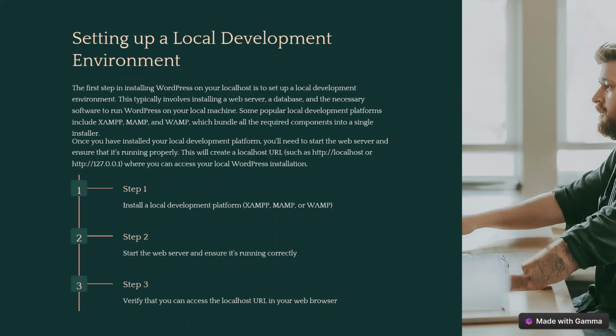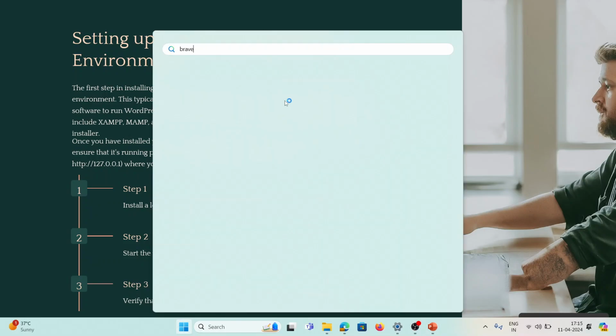So to create a local development environment, the first step is to install a local development platform, XAMPP, MAMP, or WAMP, as per our operating system and as per our requirement. Second, we have to start the web server and ensure it's running correctly. The last step is to verify that we can access the localhost URL in our web browser. Okay, so we are going to start to install all these things.